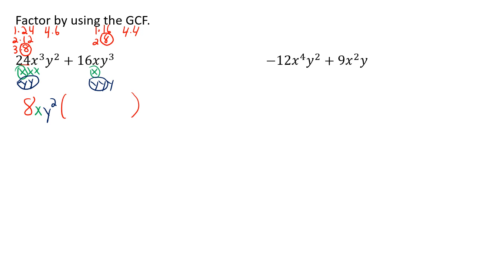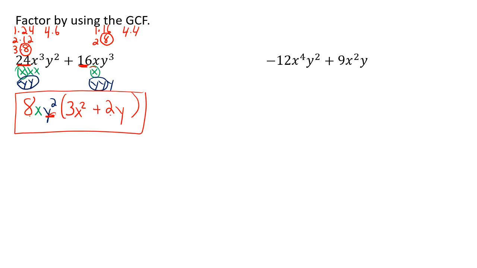Well, 8 times 3 gets me 24, so I have 3 left over. I had 3 x's, but I took 1 out, so I have 2 x's left over. I took out 2 y's, so therefore I have no more y's left over for the first term. And then 8 times 2 gets me 16. That's why I have a 2 here and an 8 here. Well, I only had one x here and I took it out. I had 3 y's, but I took 2 of them out. That gives me 1 y left over. And therefore, this is the factored form of that expression.